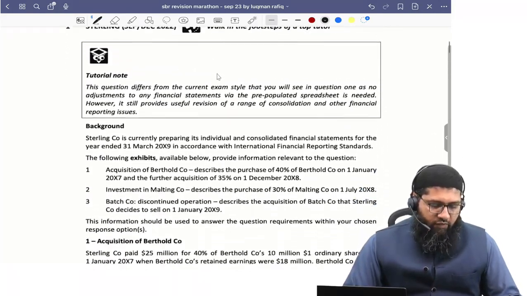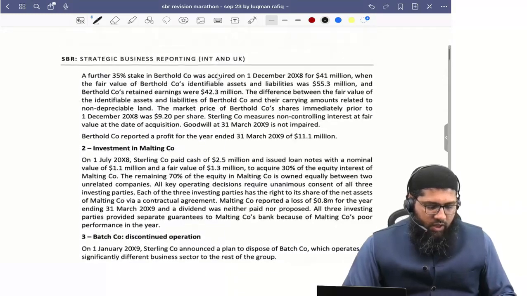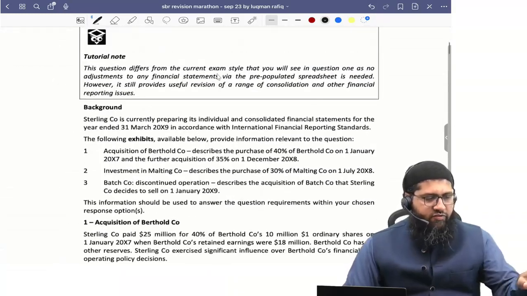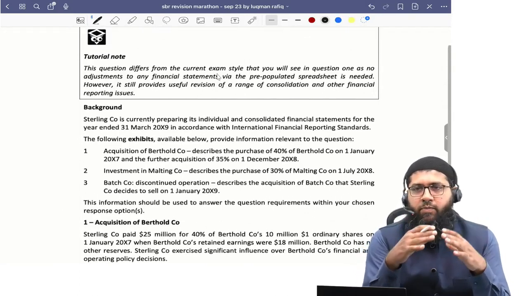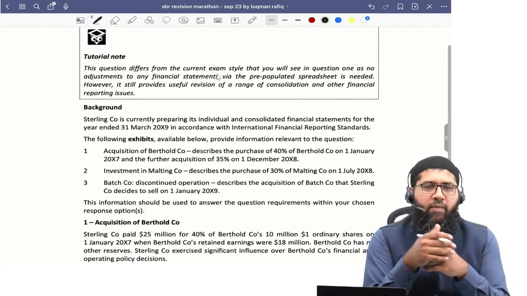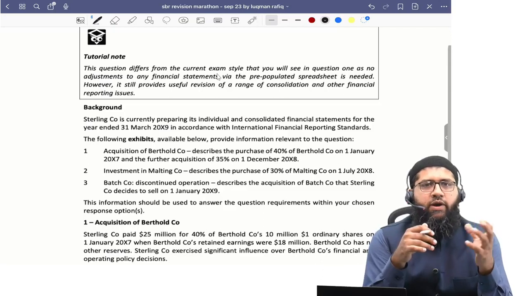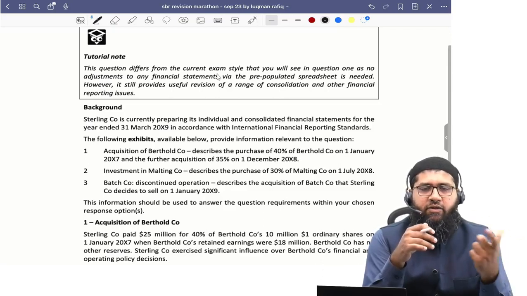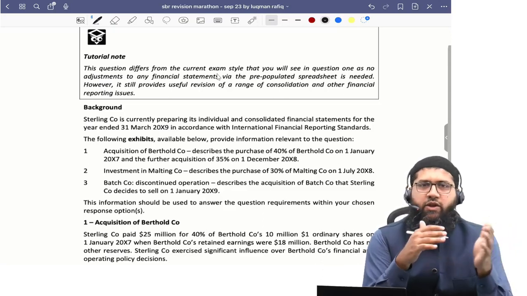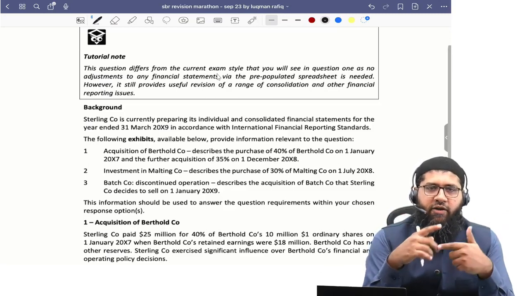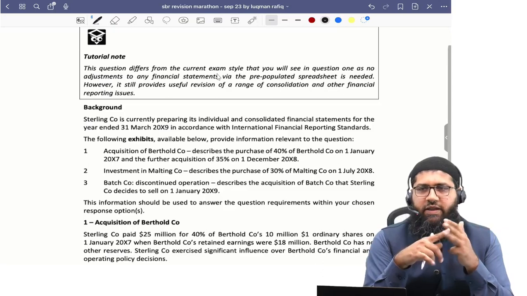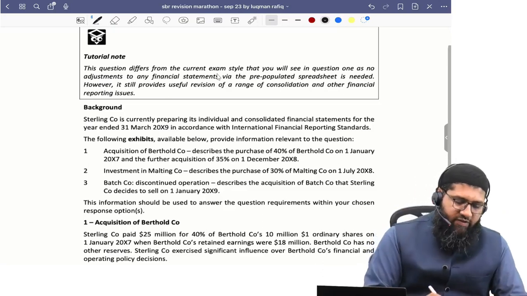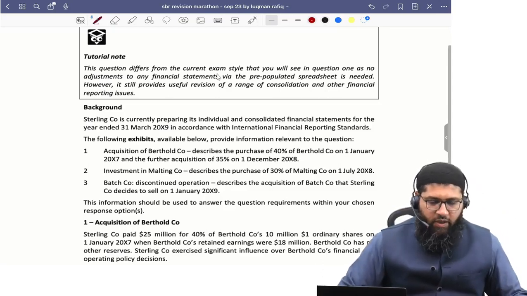So let's just start off, let's just start discussing. This is one of the questions, the name of which is Sterling Company. Obviously, the question is not molded according to the new format. The new format is that you would have a pre-prepared Excel sheet, where you would have to prepare either a trial balance completion, or maybe an income statement completion, or maybe a balance sheet completion, things like that.